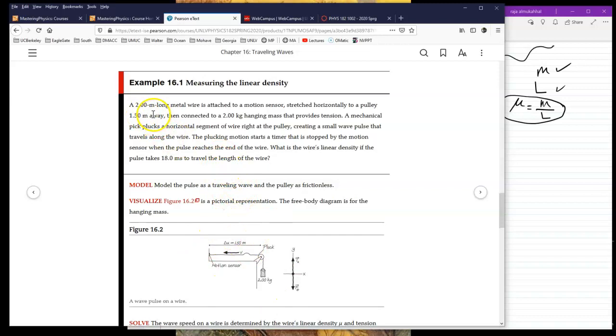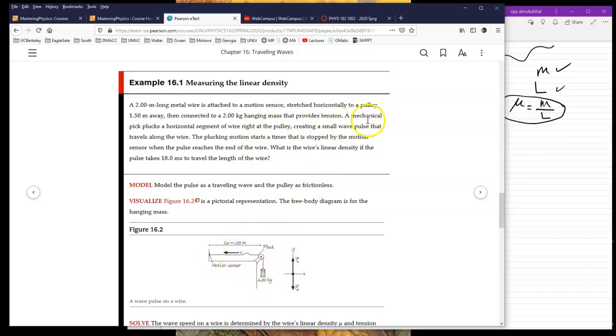It says a 2-meter long metal wire is attached to a motion sensor. Maybe the motion sensor is right here. And stretched horizontally to a pulley 1.5 meters away. Okay, there's the pulley, and the length of the string here is 1.5 meters. Then connected to a 2 kilogram hanging mass right there.